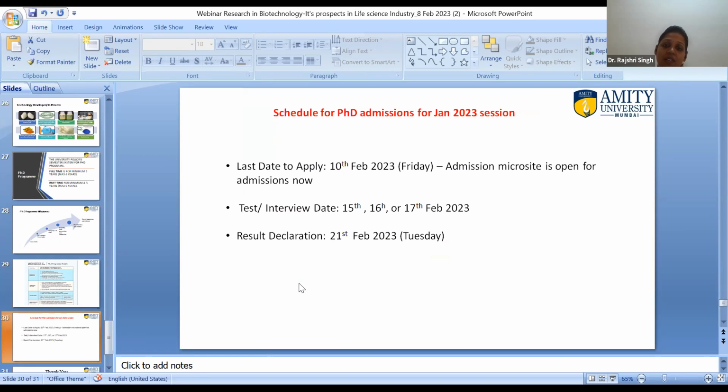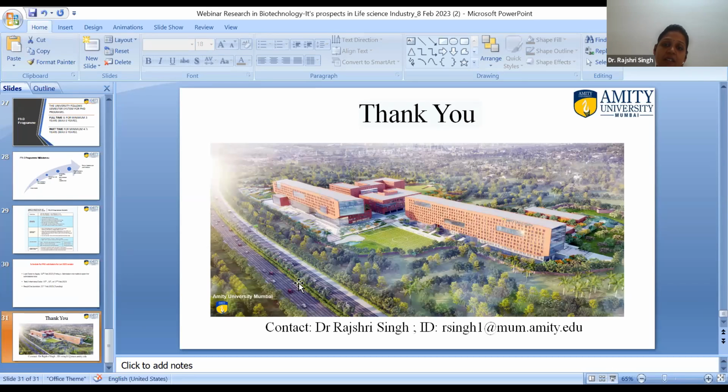So this is all from my side about the information regarding PhD full-time and part-time at MET University. If you have any doubts or further queries for admission purposes, you can contact me on my mail ID rsingh1@mum.met.edu. I'll be happy to give you any suggestion or solve any query you have regarding PhD admission. Thank you.